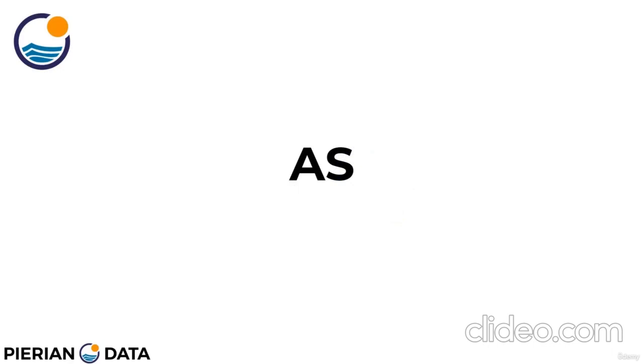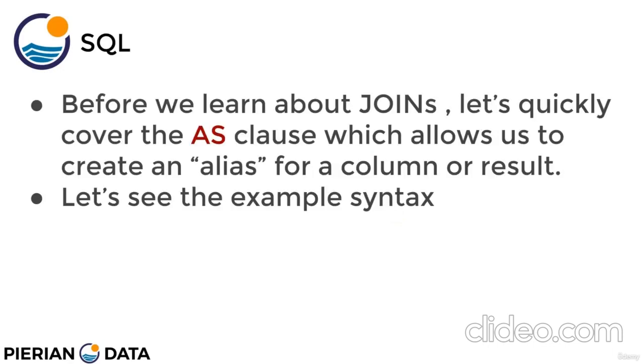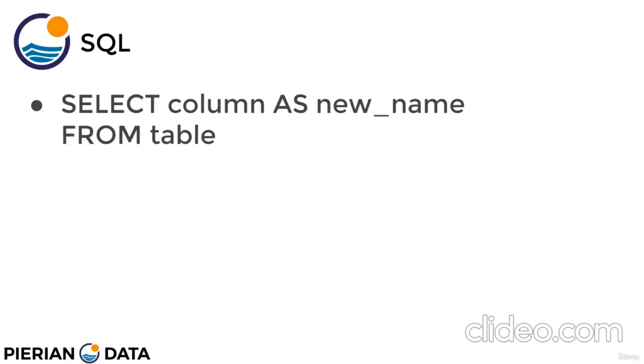Welcome back everyone to this lecture on the as clause. Before we learn about joins, let's quickly cover this as clause or as statement, which allows us to create an alias for a column or result. And what we mean by alias is just an alternative name. Let's see the example syntax for this.